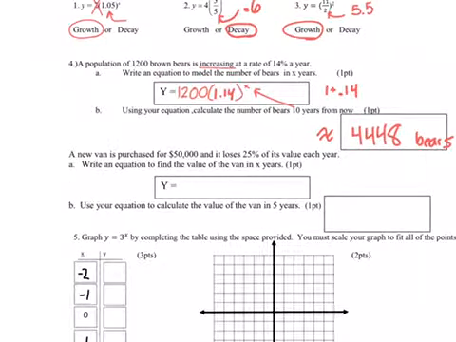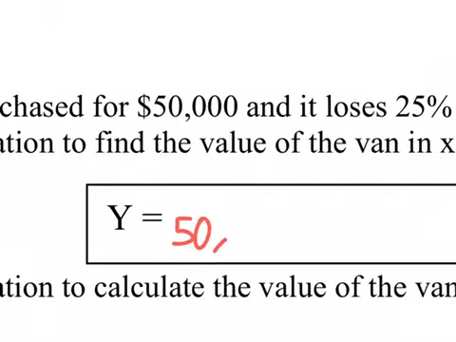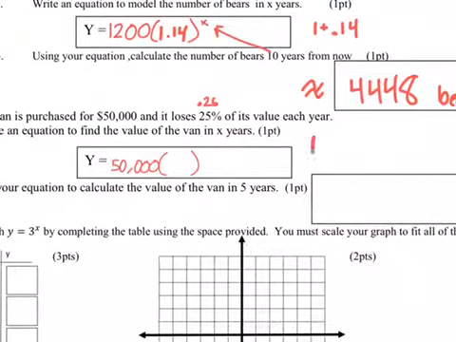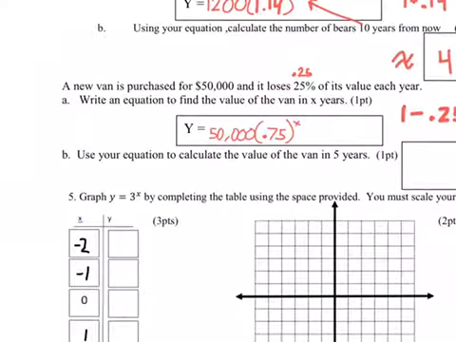So this one's talking about purchasing a vehicle. A new van is purchased for $50,000 and it loses 25% of its value each year. Write an equation to find the value of the van in X years. So once again, we have the initial starting value here at 50,000. For the b value, though, it's not going to be 0.25 because that's how much it's losing. So you have to do 1 minus the decay rate as a decimal. So our b value on this one is 75%, because if it's losing 25% of its value, we're keeping 75%.